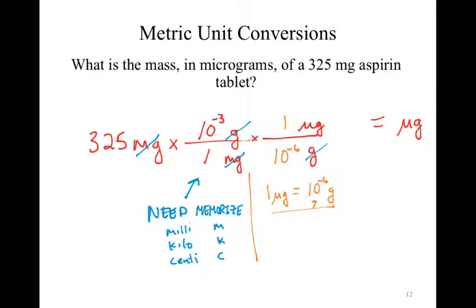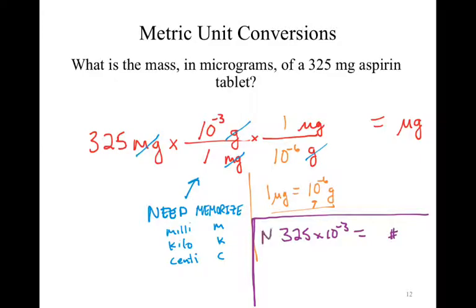As far as the calculator work goes, I would multiply everything in the numerator, so everything up top, so 325 times 10 to the minus 3, and I'd get a number in my calculator. Okay, so let's just say number. I would then go through and do the denominator. The denominator is 1 times 10 to the minus 6. I get a number for my denominator.